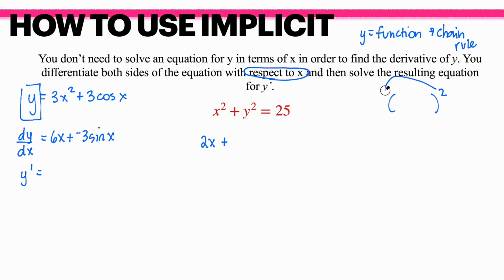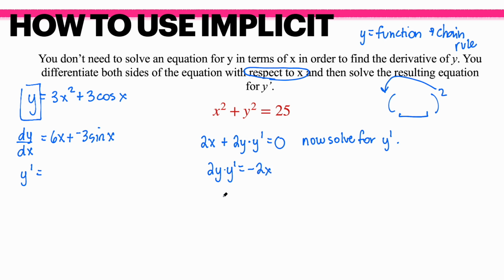You bring the 2 down front, so it'd be 2y, but then you have to take the derivative of the inside. We don't know the derivative of y, which means we keep it as y prime. And the derivative of 25 is 0. Now solve for y prime. I have to subtract 2x, and I'll get negative 2x. Now I have to divide by 2y.